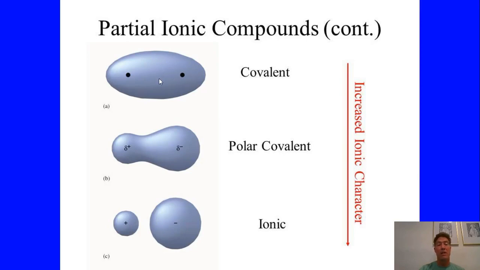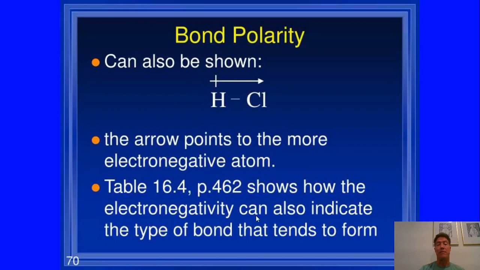We're sharing the electrons equally. We're sharing them unequally. They're tending towards the negative side. Now they've been stolen completely. And again, we have increased ionic character when we go from covalent to polar covalent to full ionic. We can show bond polarity also by drawing an arrow towards the more electronegative atom. Again, not only the charge, but it can help us predict the type of bond that will tend to form.